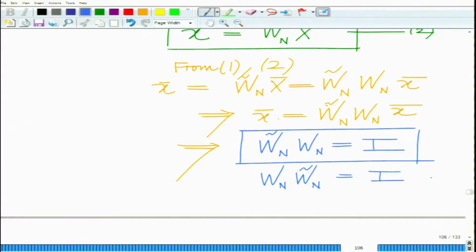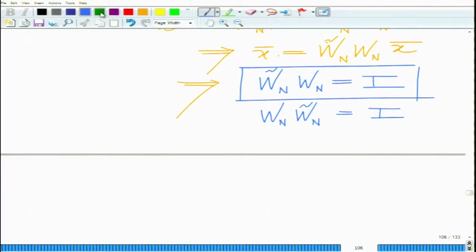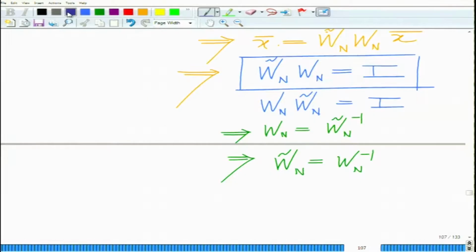The inverse of a square matrix when it exists is unique, that is, if A B is identity for square matrices, then B A is also identity. So, W N W N tilde equals identity. The DFT and IDFT matrices satisfy this property. So, this implies W N equals W N tilde inverse, and this also implies W N tilde equals W N inverse. So, DFT and IDFT matrices satisfy these properties, and further observe something very interesting.